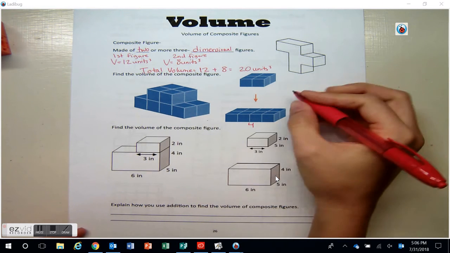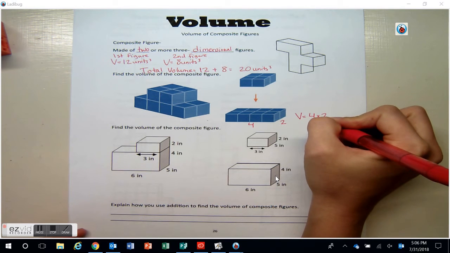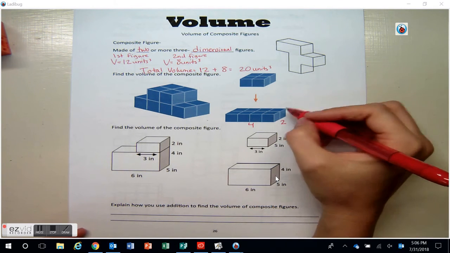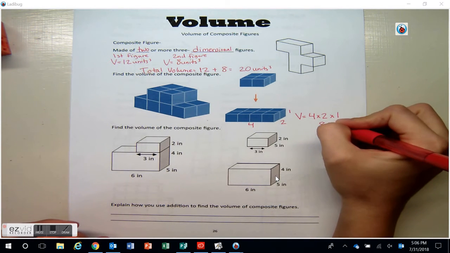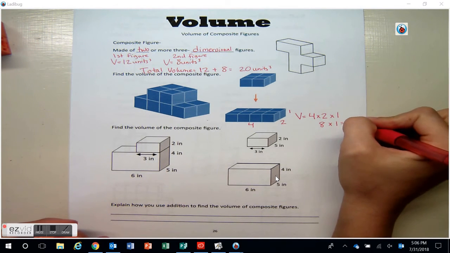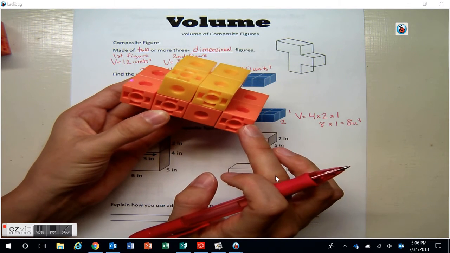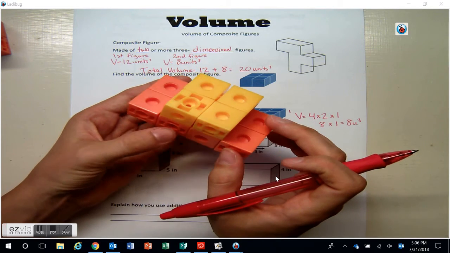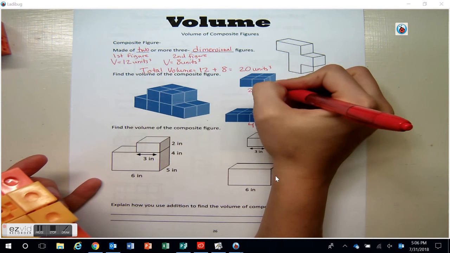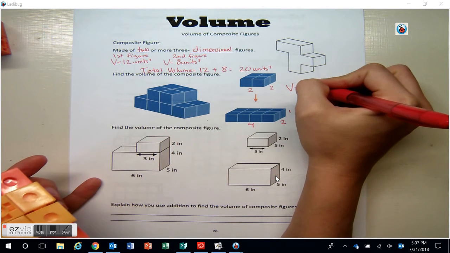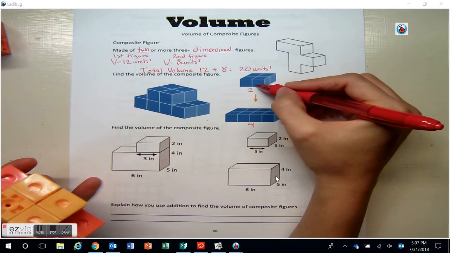Here I see that I have a length of 4 and a width of 2. So 4 times 2 gives me 8. I'm going to label it here. 4 times 2 gives me 8. And I'm going to continue with my height. I have a height of 1. And 8 times 1 gives me a volume of 8 units cubed. That's just for the bottom base layer.